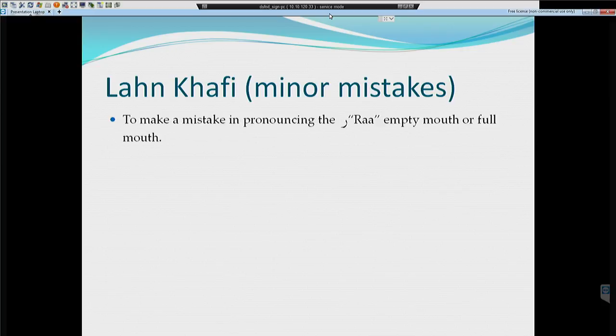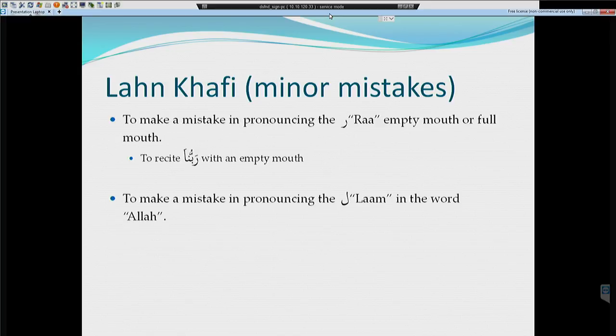Right? Another example is in Surah Al-Falaq, قُلْ أَعُوذُ بِرَبِّ الْفَلَقِ مِنْ شَرِّ. You don't say it with a full mouth. You say it with an empty mouth. قُلْ أَعُوذُ بِرَبِّ الْفَلَقِ مِنْ شَرِّ مَا خَلَقَ. Pronouncing it with a full mouth is wrong. You're supposed to pronounce it empty mouth. So there are general guidelines and rules for that. We will go over them. But just pronouncing the ra differently could amount to a lahm khafi, a minor mistake. Another example is to recite Rabbuna with a full mouth instead of an empty mouth.